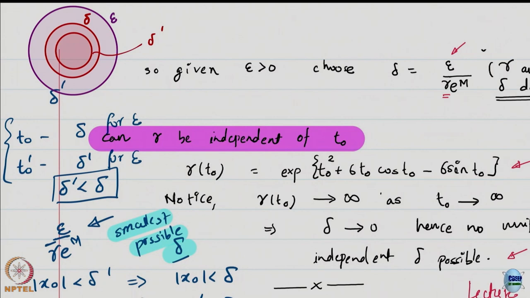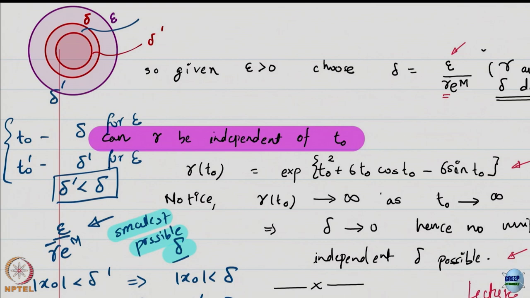Now the point is, if I want a delta ball which works for both initial times, for t0 and t0 prime, which ball will I choose? The smaller one, right? Obviously, because I want to stay inside epsilon. So it has to work for both times t0 and t0 prime. I have to choose the smaller ball. If I choose the larger ball, it will work for t0, but if I start at t0 prime, there is a potential that I escape, not guaranteed, but a potential. So I have to choose the smaller ball.